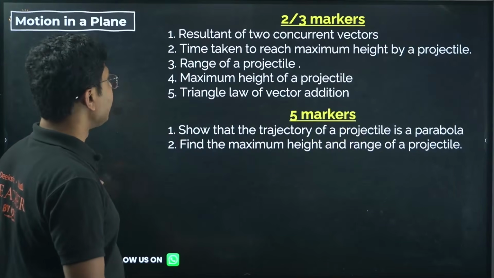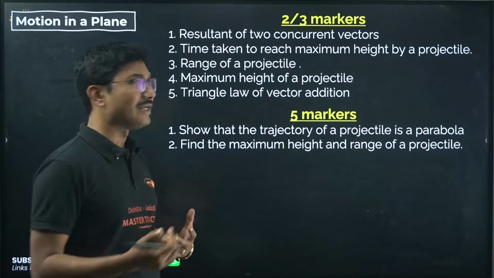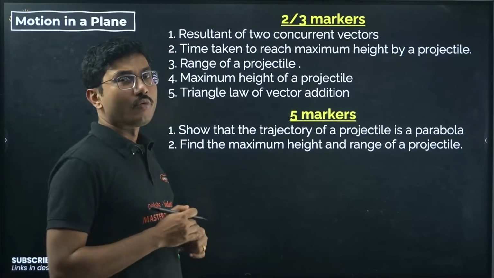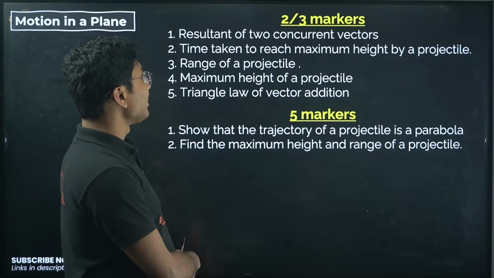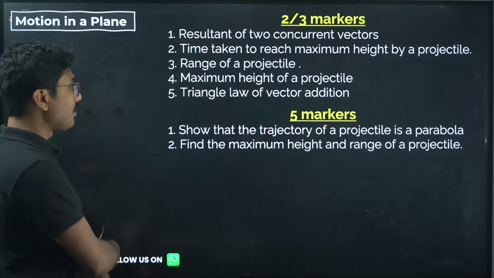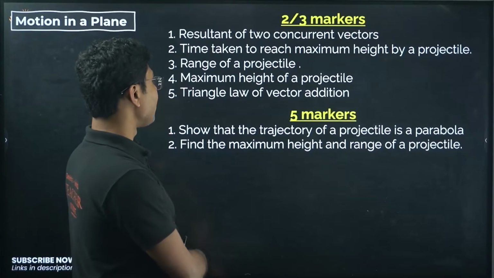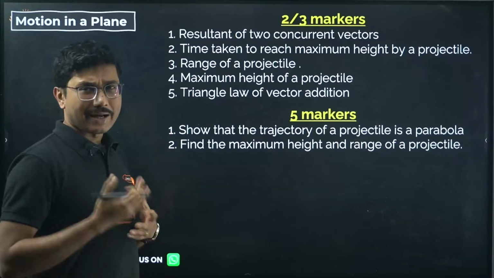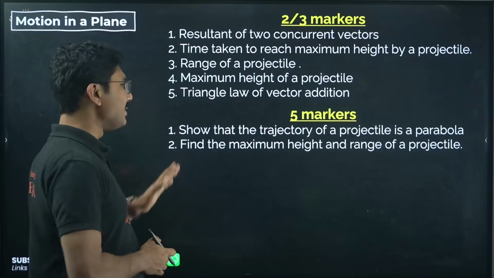Now let's continue with the next chapter, motion in a plane. Another very important chapter. You can expect a numerical question also from this chapter. Resultant of two concurrent vectors, time taken to reach maximum height by a projectile, range of a projectile, maximum height of a projectile, triangle law of vector addition. Okay, time can also be asked, maximum time, but time is easy.